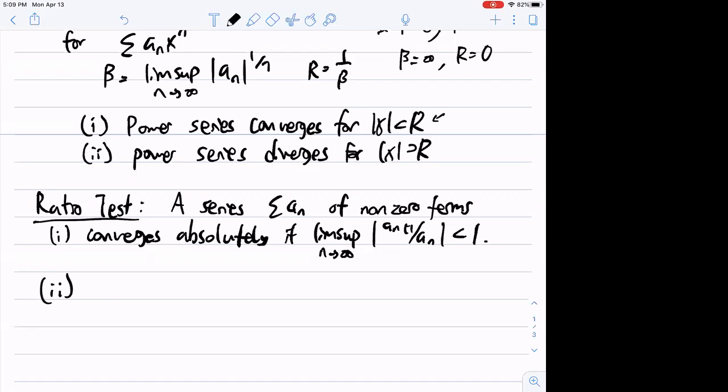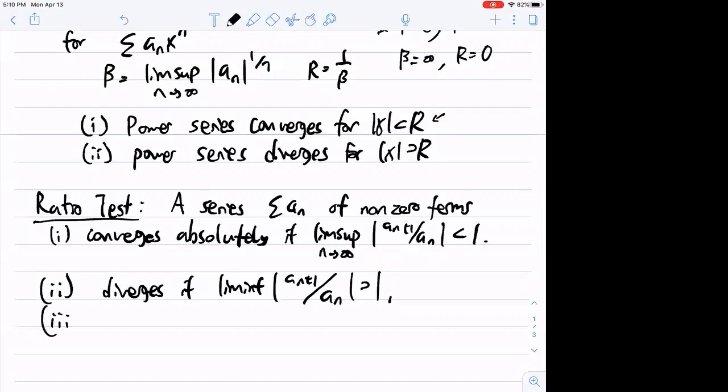Two, it diverges if lim inf of a_{n+1} over a_n is bigger than 1. Note if the limit exists, it is your usual ratio test, because if the limit exists, lim sup is the limit and lim inf is the limit. So the statement would be: converges absolutely if the limit of your ratio is less than 1, diverges if the limit of your ratio is bigger than 1. And three, otherwise no information.